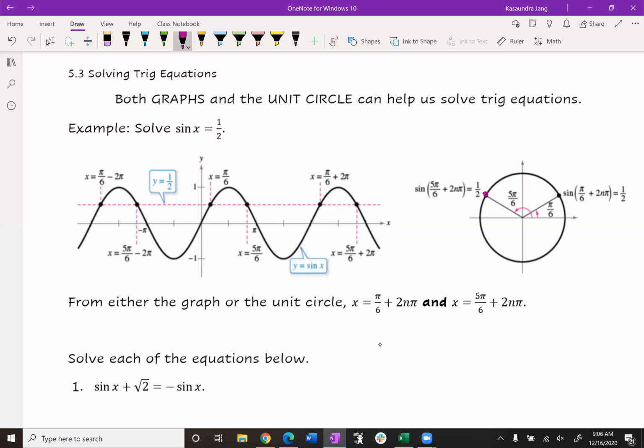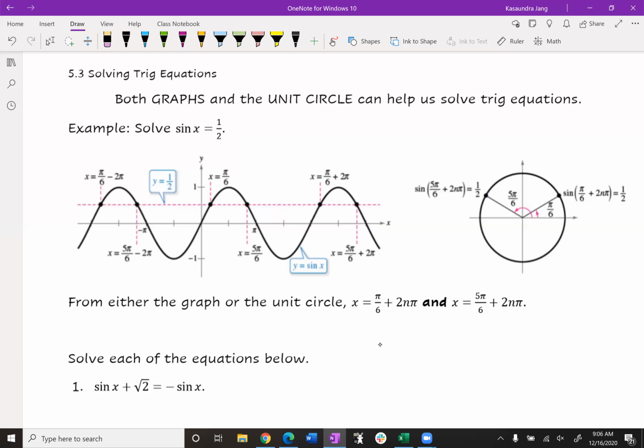Same thing for this other point, 5 pi/6, that gives me a y value of 1/2. And I could just add another 2 pi, add a full circle, and I go there again. Add another 2 pi, and I land there again. I can add 2 pi and 4 pi and 6 pi. Every 2 pi that I add on, I just hit the same point over and over again.